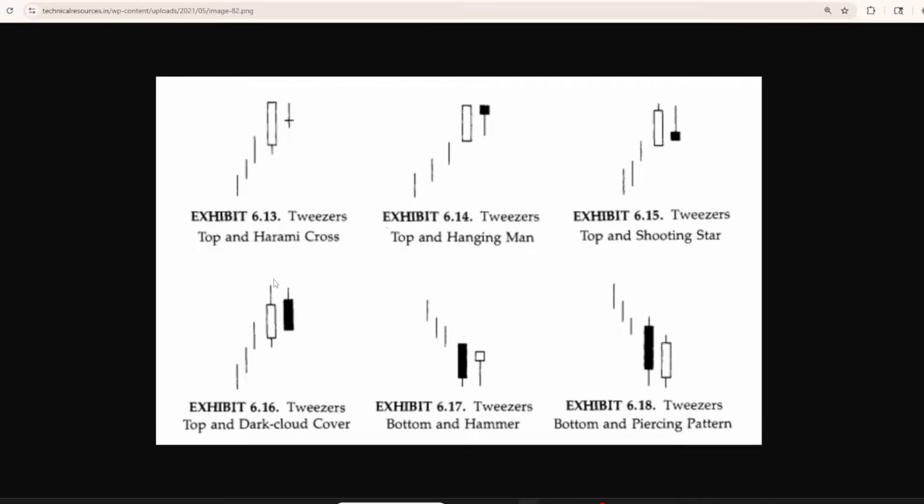And you notice the wicks aren't exact. They're very similar, and that's really all you need. So this is a great example of where you can have a tweezer top or a tweezer bottom with a reversal pattern to go with it, and that will give you some more confidence.